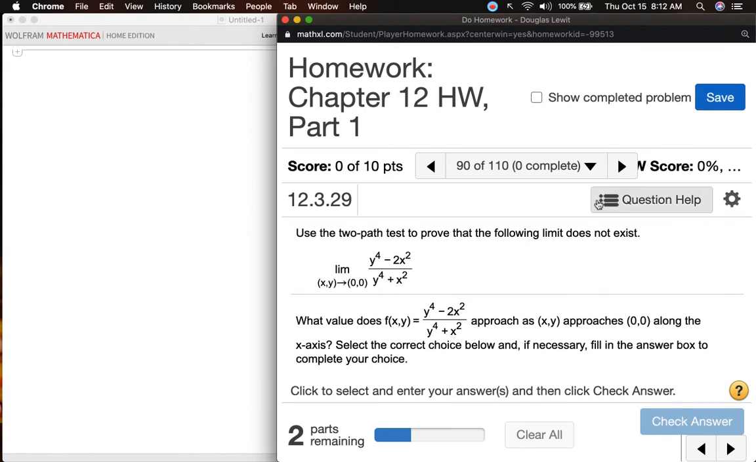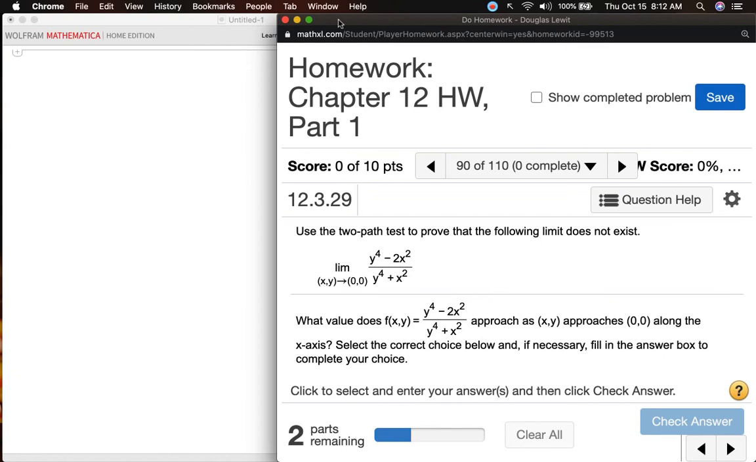Okay, problem number 90. Use the two-path test to prove that the following limit does not exist. So we have this function here. It's a function of x and y: y to the fourth minus 2x squared, divided by y to the fourth plus x squared.